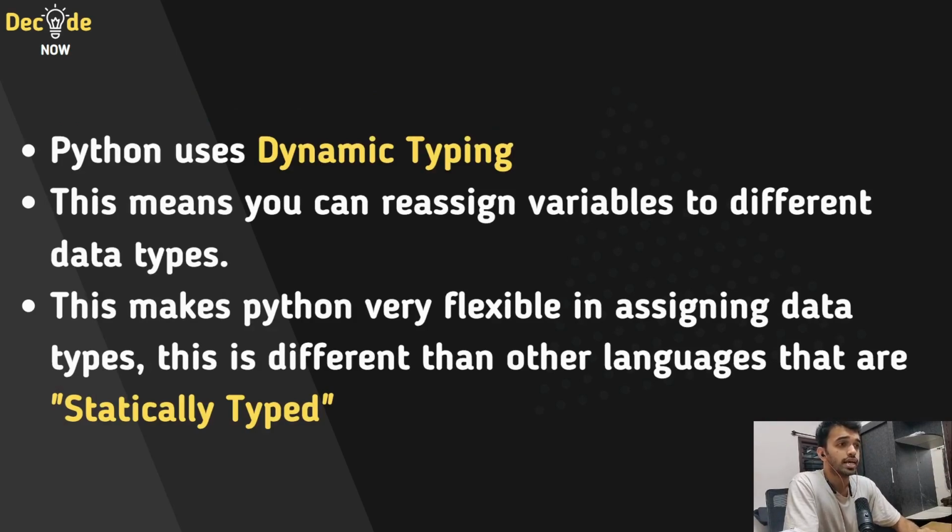Python uses dynamic typing. This means that you can reassign variables to different data types. We can dynamically change the types of the variable. You'll understand it more when I explain it with an example in the next slide. What dynamic typing does is make Python very flexible in assigning data types, which is different compared to other languages where we are using static typing.